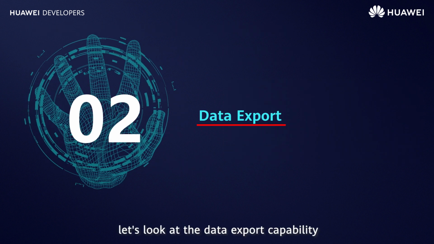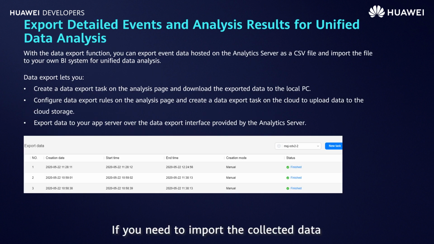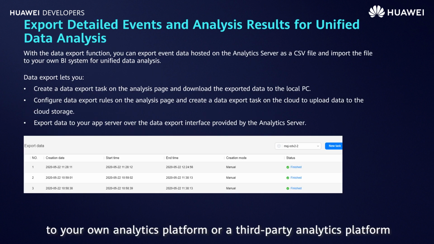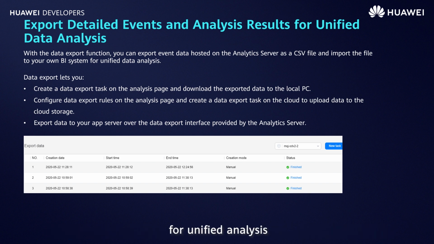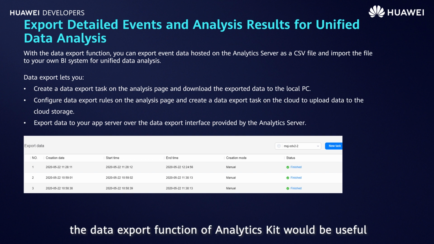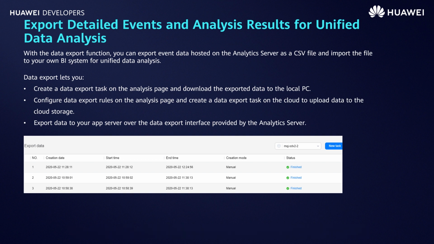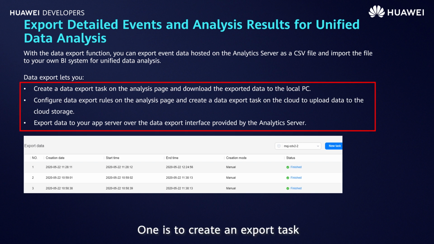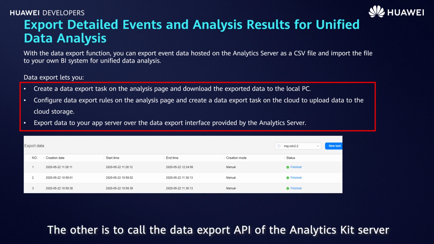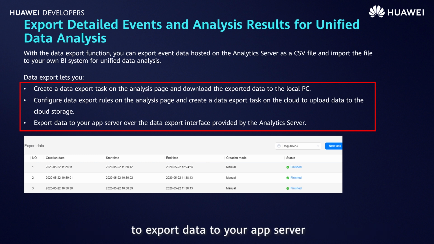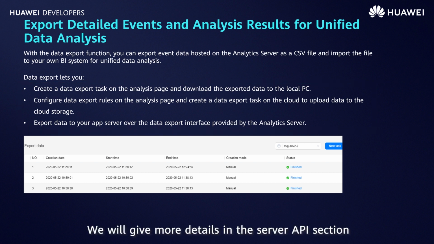Then, let's look at the data export capability. If you need to import the collected data to your own analytics platform or a third-party analytics platform for unified analysis, the data export function of Analytics Kit would be useful. You can do this in two ways. One is to create an export task on the Huawei Analytics page and download the exported data to the local PC. The other is to call the data export API of the Analytics Kit server to export data to your app server. We will give more details in the server API section.